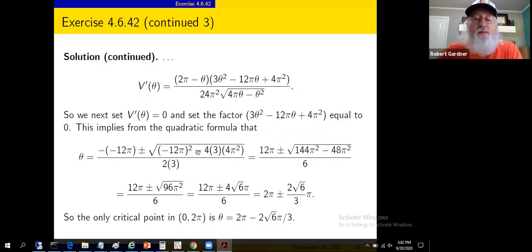The things in parentheses are the a's, b's, and c's, things I've substituted for, as I try to consistently do. If you follow through the algebra, it's straightforward, but it reduces to 2 pi plus or minus 2 square root of 6 over 3 pi. All right.